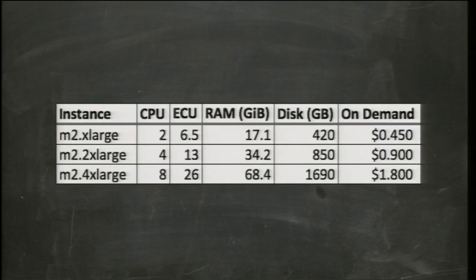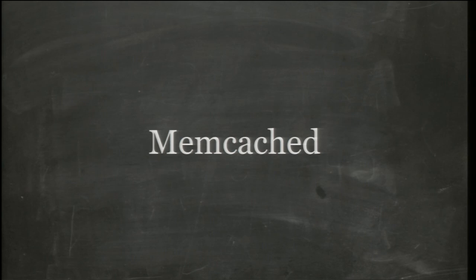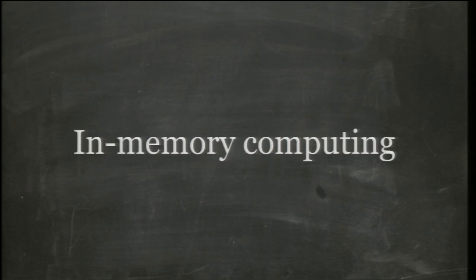We have 3 instance types, the extra large, the 2 extra large, and the 4 extra large. The largest one has about 68 gigs of RAM. And those are the prices. They scale linearly. They have pretty fast CPUs as well. So they're very popular with people who want to run reasonable performing databases. But also for caching, lots of people run Memcached on these instances, and also for in-memory computing.